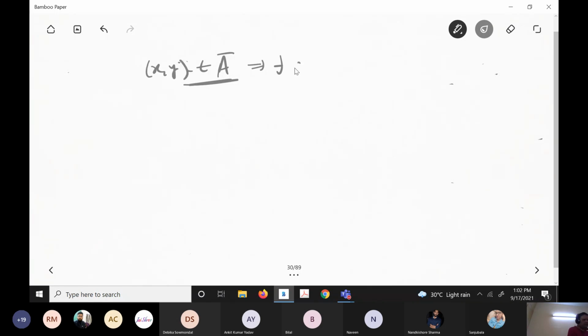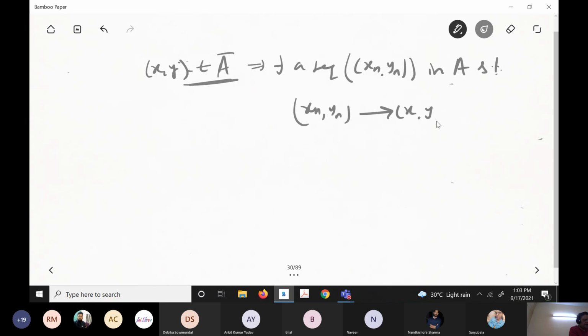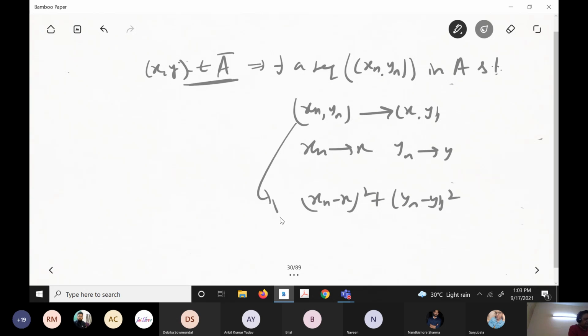So there exists a sequence (Xn, Yn), this is for the point, in A, such that it converges. From here you will get Xn goes to X and Yn goes to Y. That follows from the distance, right? Because this distance means what? So this goes to 0, which means this will have to go to 0. This goes to 0. Okay.